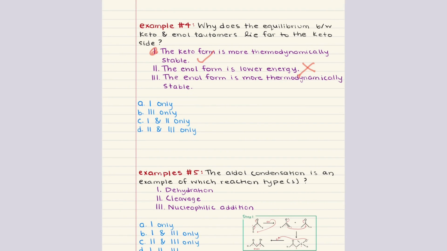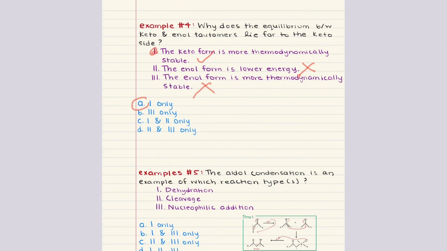Finally, statement 3 says the enol form is more thermodynamically stable. This is also incorrect. The enol form is generally less thermodynamically stable than the keto form. There are some exceptions in very specific cases, but those are not typical. So the only statement that's correct is statement 1.